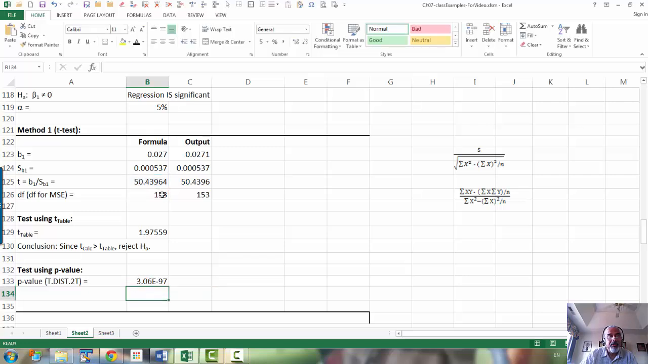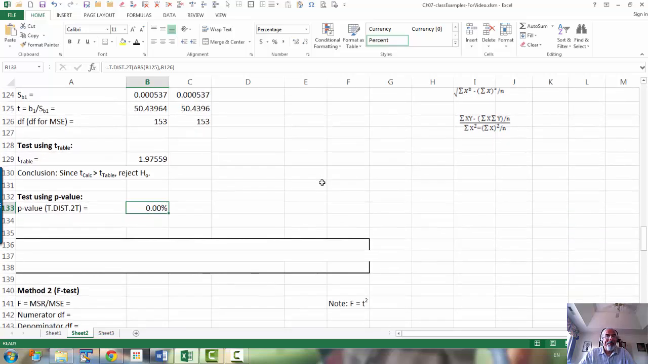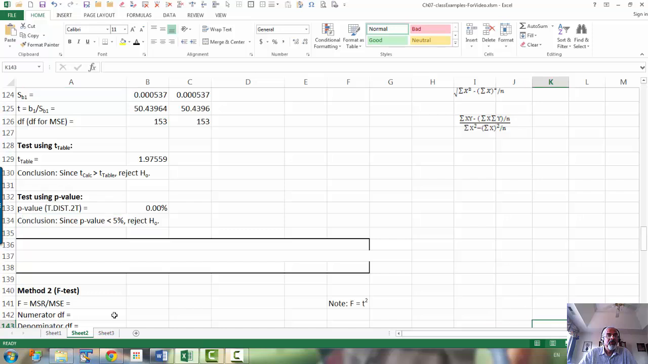Okay. So this will give us the p-value, and this simply means it's a very, very small number. This is 3.06 × 10 to the power of minus 97. That's what that is. So we'll convert that into percentage and you say it's 0%. So that again means we reject the null hypothesis. Since the p-value is less than 5%, we reject the null hypothesis.